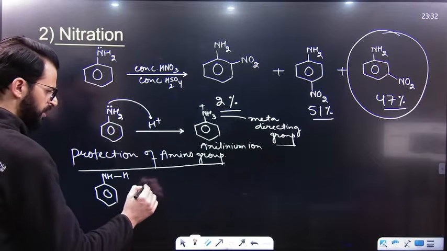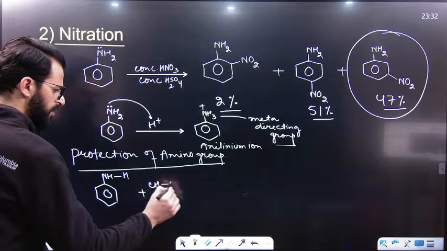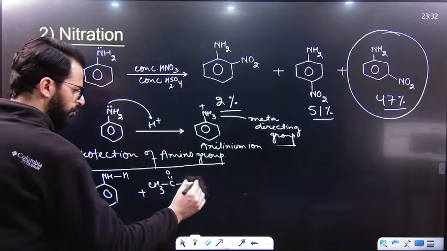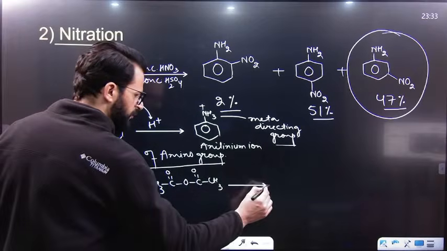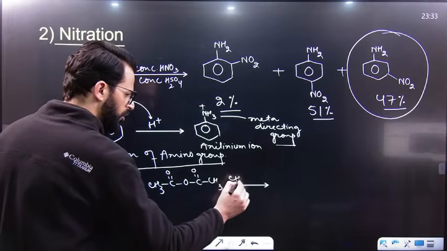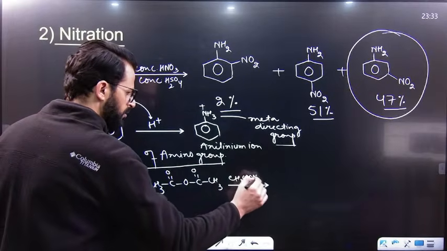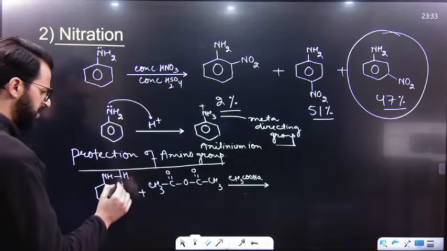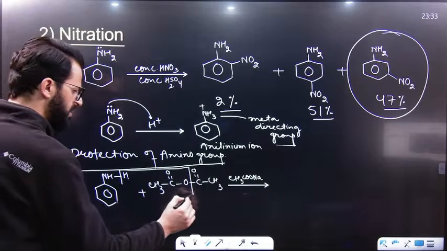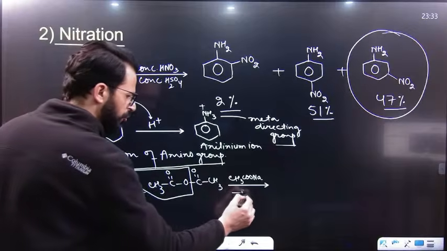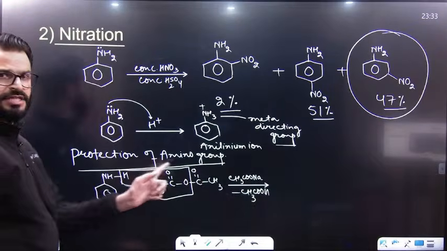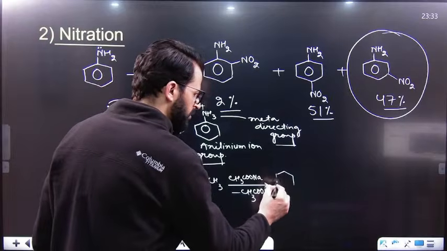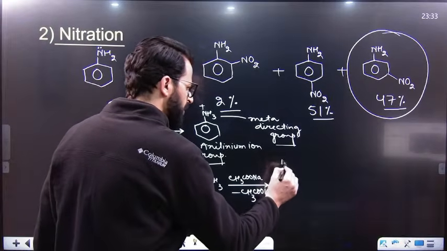Acetylation generally takes place by using CH3CO, I mean to say acetic anhydride in presence of sodium salt of acetic acid. Now this H will be lost, so CH3COOH will be lost. Instead of H, COCH3 will be there. That means acetylation will be taking place over here.